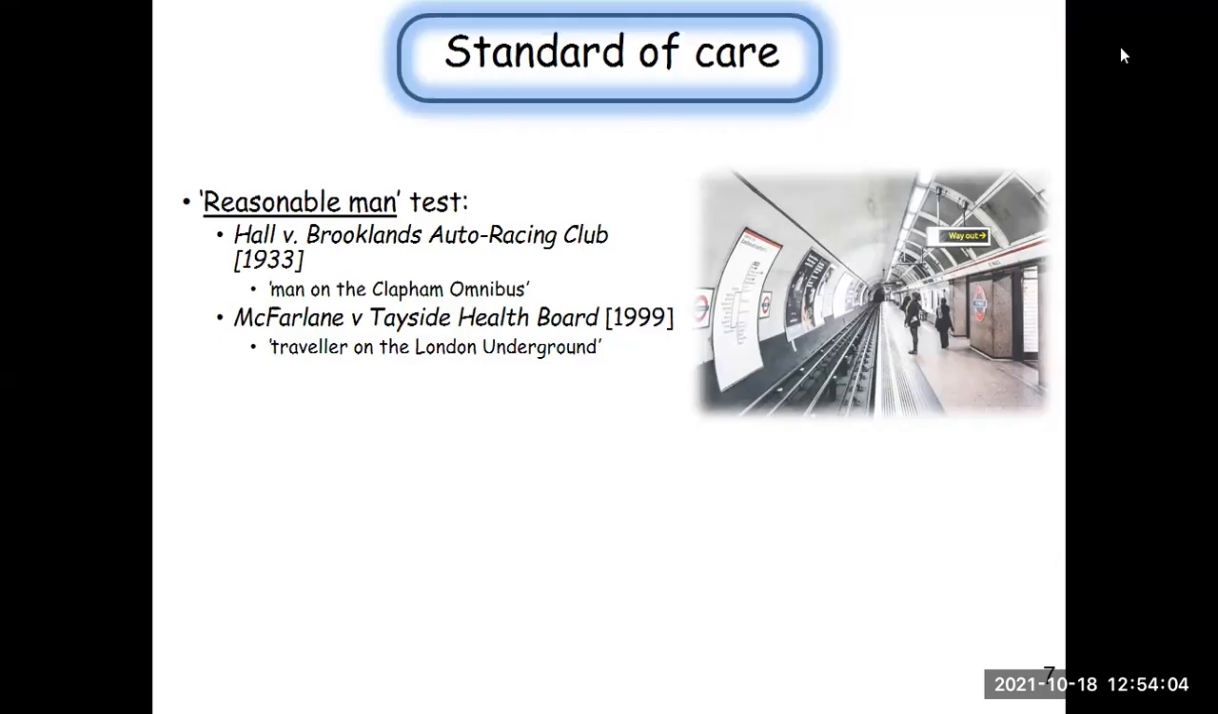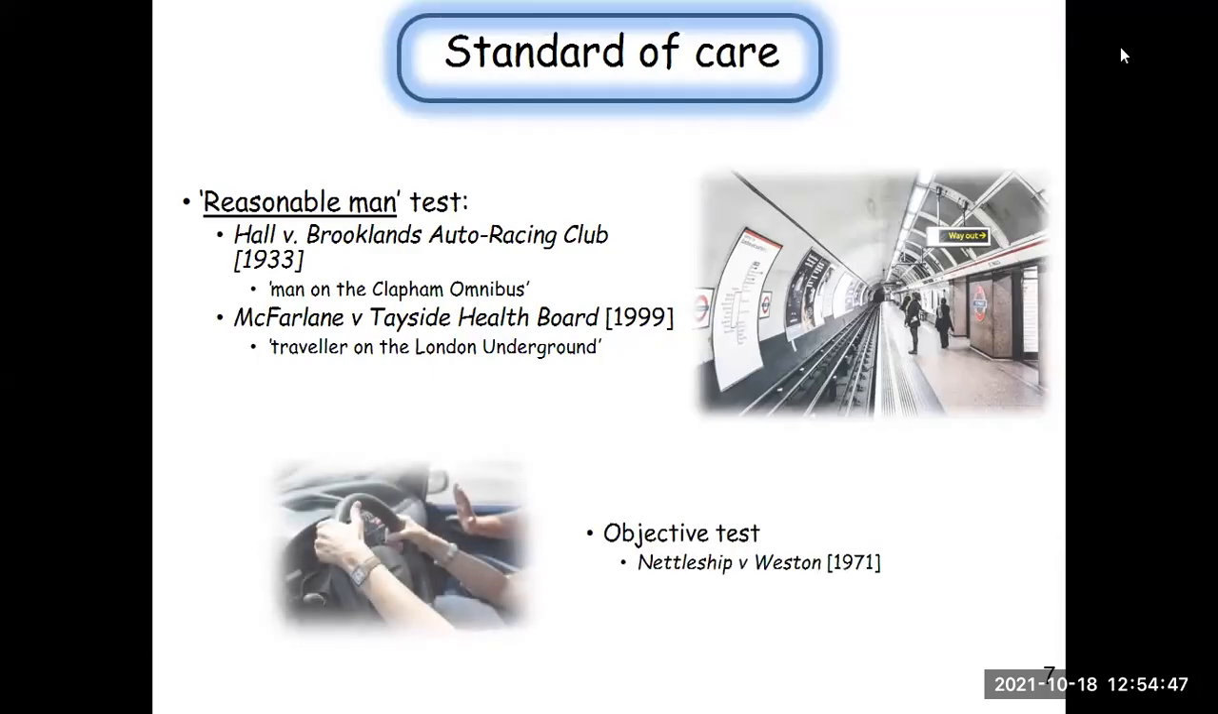They refer to this person in Hall as the man on the Clapham omnibus. So it's the man on the Clapham bus who works in London, for example, goes home, mows the lawn, etc. There's a whole list of things that they list there, which is quite interesting, a little glimpse into the 1930s. Updated more recently, in 1999, they said the reasonable man today, instead of being the typical man on the Clapham omnibus, we can think about the typical person on the London Underground.